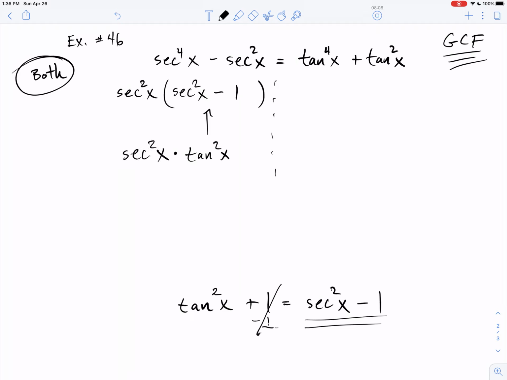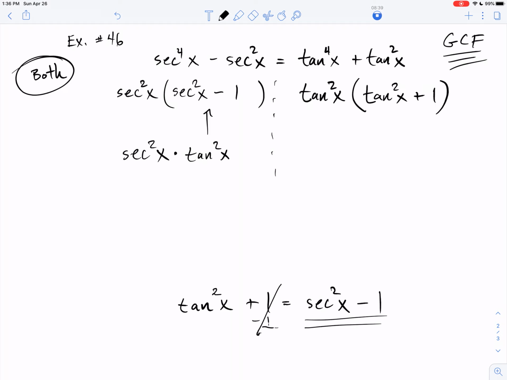Now, pause for a second. I know I could do stuff with that. I totally could. But don't forget, what is the strategy I'm working with? I'm working with GCF. So I'm going to go back to the top here and go on the right-hand side, and take out a tangent squared x. And then I'm going to say tangent squared x times tangent squared x would give me the tangent fourth, plus 1, that would hold the place.